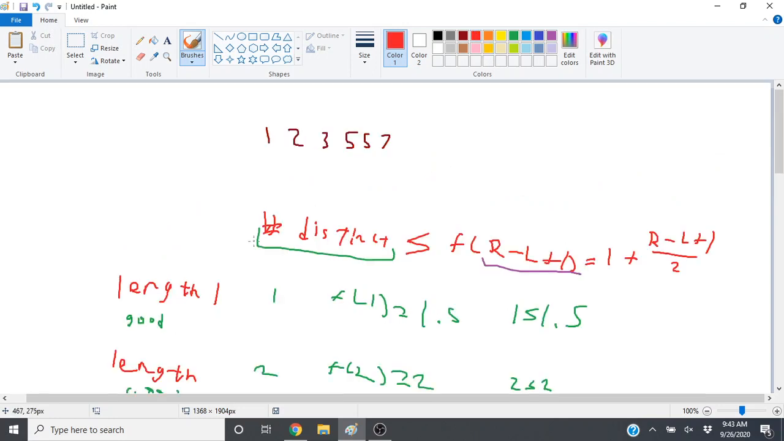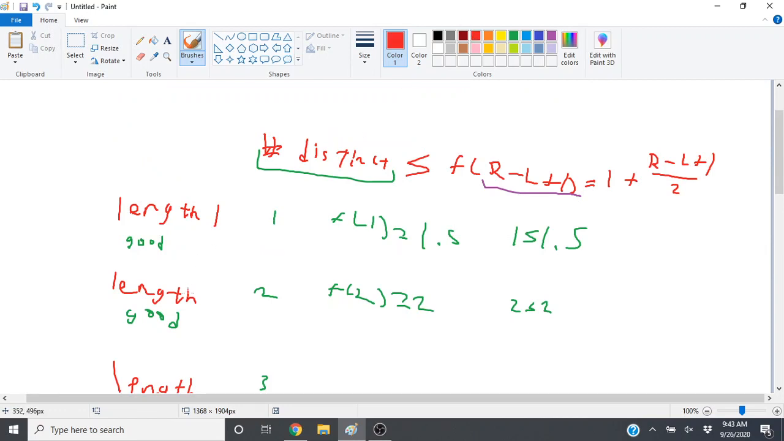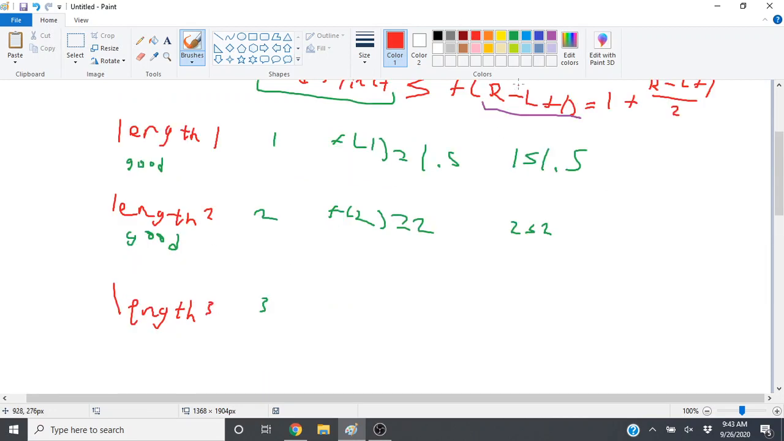Can we say the same for length 3? It turns out we can't. Length 3, we can have 3 distinct elements, but f of 3 is equal to 2.5, which means if all 3 elements are distinct, then we have a problem.